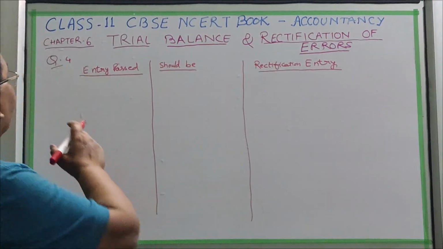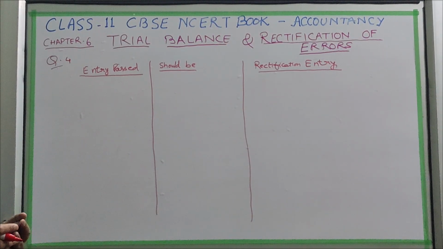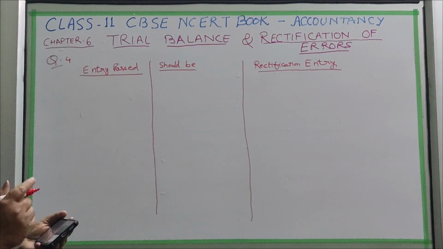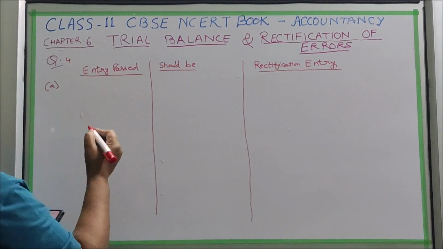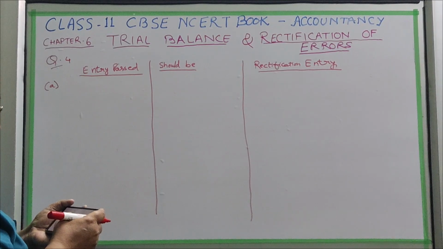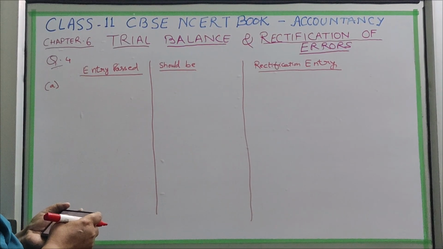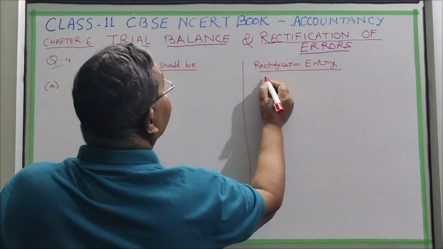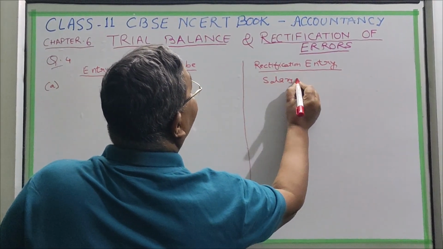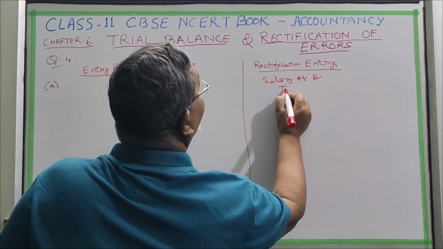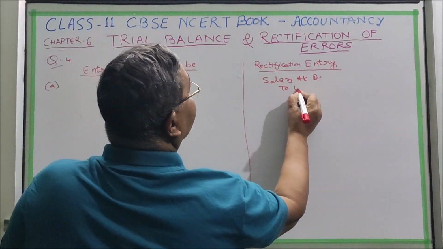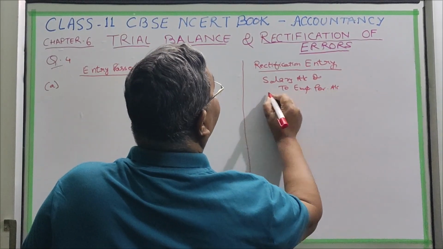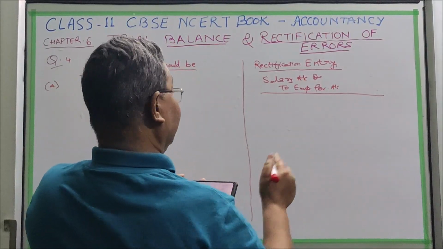Question number 4. Question number 4 we are trying. So salary paid 5,000 was debited to employee's personal account. It means salary paid to him was debited to employee's personal account. So employee's personal account should not be debited. You should debit the salary account. Salary account debit, expenses account debit, to employee's personal account. Personal account. Okay. This you should reverse and the entry will be okay.